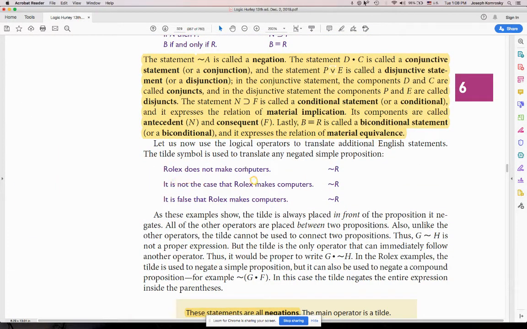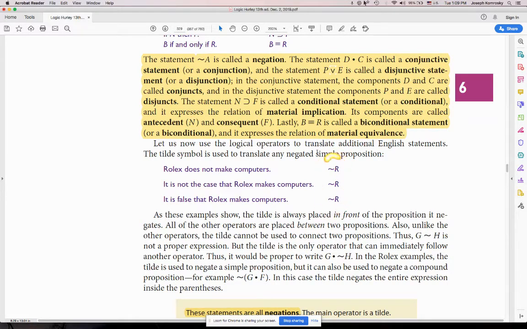Rolex does not make computers. This whole thing could be translated as what letter? Hurley says R. Does not make. Whenever I see that, I know it's a not, a negation. Rolex does not make, so not R. It's not the case that Rolex makes computers, or it's false that. Notice that all of these English expressions, all these statements, are translated the exact same way.